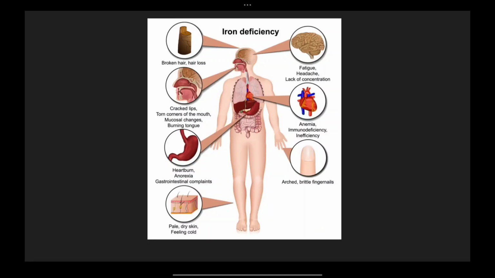Now iron deficiency can be seen as symptoms wherein there is brittle hair, hair loss, fatigue, headache, lack of concentration, cracked lips, sore corners of the mouth, mucosal changes, and a burning tongue. Anemia can also cause immunodeficiency or inefficiency of the heart. There might be heartburn or anorexia and gastrointestinal complications. There is pale and dry skin, feeling cold, and arched or brittle fingernails possible due to iron deficiency.